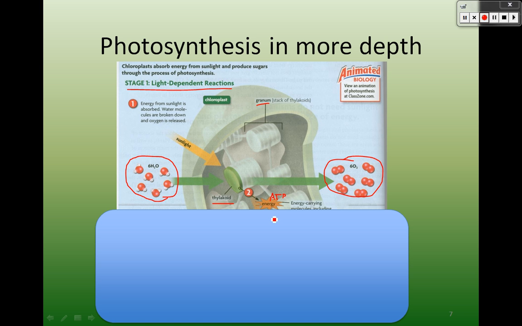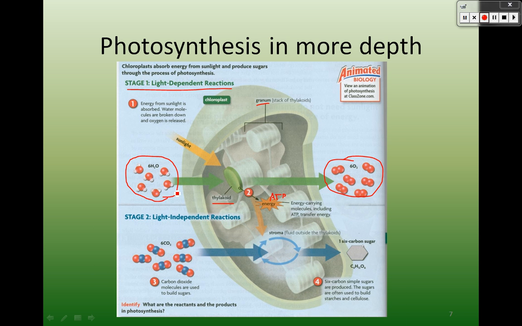So the first part, the light-dependent reactions, the whole idea is to break water apart so we can get molecules that carry energy to the light-independent reactions. So the second part of photosynthesis is the light-independent reactions. Energy-carrying molecules, including ATP. So here we produce our energy-carrying molecules, and those are transferred to what's called the stroma. And that stroma is kind of the fluid that's taking up the rest of the space in the chloroplast.